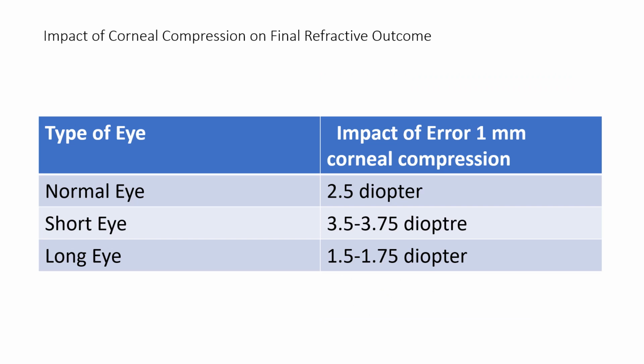At this stage, it is important to understand that for every 1 millimeter of corneal compression, that is, you are making a 1 millimeter error in axial length measurement, in the normal eye, this could lead to an error of 2.5 diopters in IOL power calculation. For a short eye, this can lead to over 3 diopters, 3.5 to 3.75 diopters. For the long eye, that could be an error of 1.5 to 1.75 diopters in IOL power calculation.